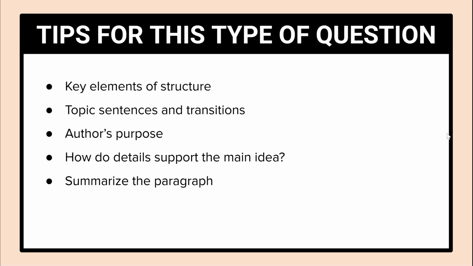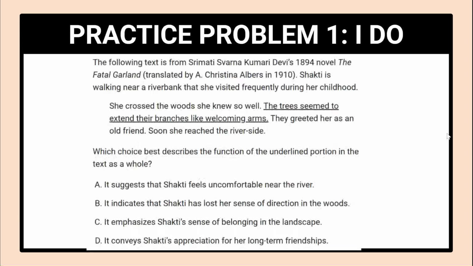Now, let's look at this first problem over here. The following text is from Srimati Swarna Kumari Devi's 1894 novel, The Fatal Garland, translated by A. Christina Albers in 1910. Shakti is walking near a riverbank that she visited frequently during her childhood. So let's read the passage here.